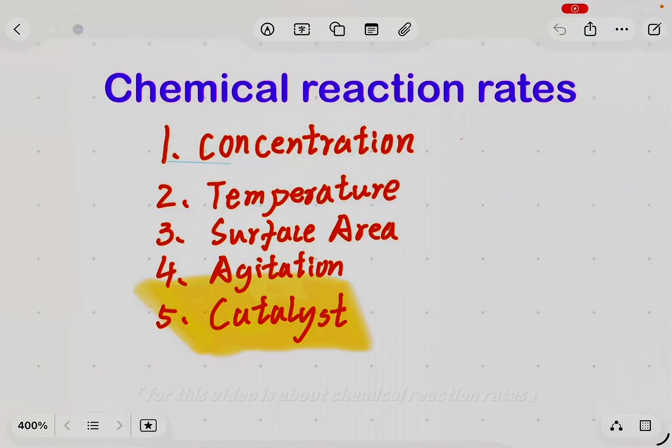Hello everyone, this video is about chemical reaction rates. There are 5 different factors that can impact reaction rates. They are concentration, temperature, surface area, agitation, and catalyst. For our group, we will design and conduct a safe, straightforward experiment using everyday materials to study how catalysts influence reaction rates through collision theory.